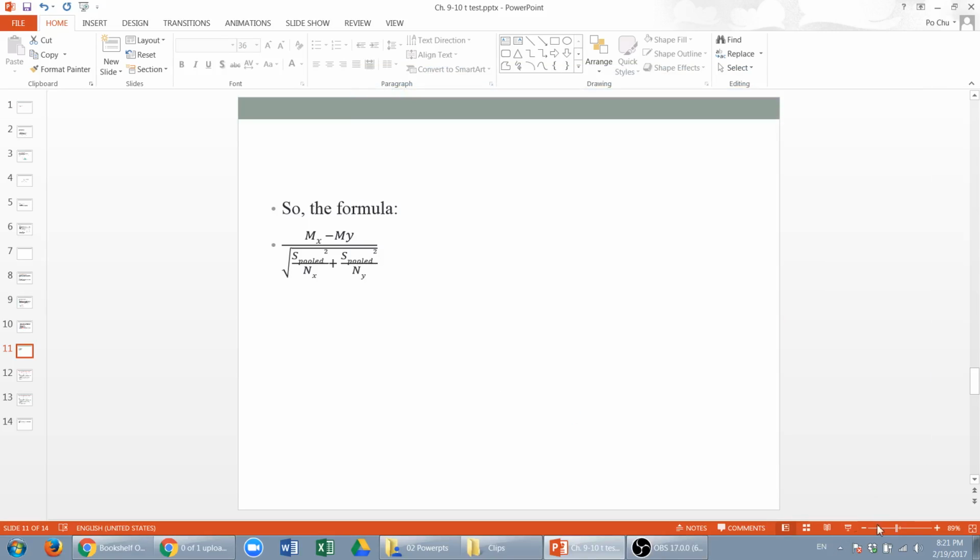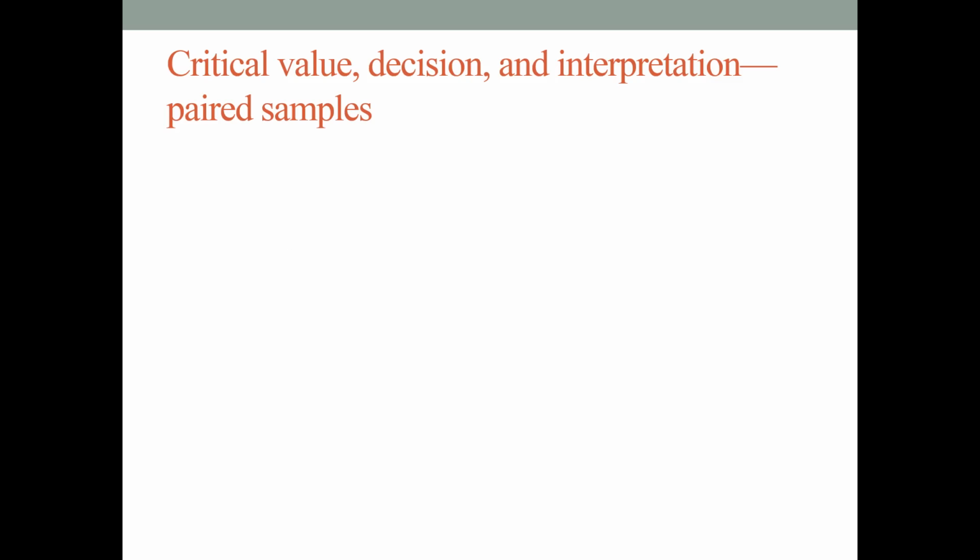Okay, now let's discuss how to make a decision: check the critical value, make the decision, and interpret the result. Let's first talk about the paired sample t-test.